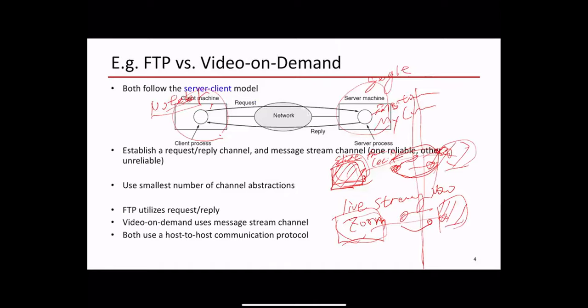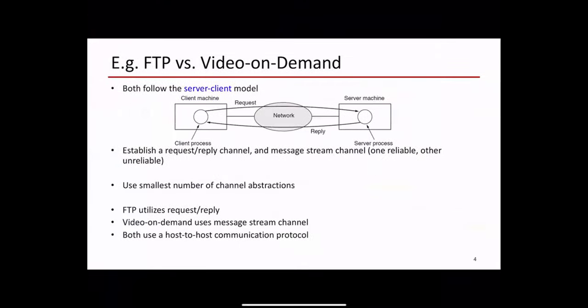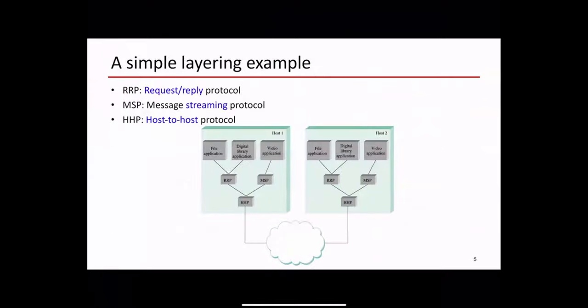So go back to the point. Examples of FTP and VOD, like Google Drive versus the Zoom link, and how they are different. One uses streaming, the other uses file transfer. If you look at it here, they commonly share HHP, the host-to-host protocol, but they use different applications, and they use request reply or message streaming. So there must be a correspondent, and the receiver must know how I sent it. Okay, any question about this? Too easy for you?